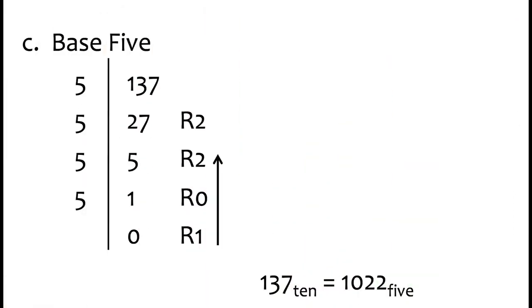Then move to C. We are converting 137 base 10 to base 5. So it means you'll be dividing by 5 now. So 137 by 5, you have 13 by 5 is 2 times, remainder 3. 3 with 7 becomes 37. So 37 divided by 5 is 7, remainder 2.